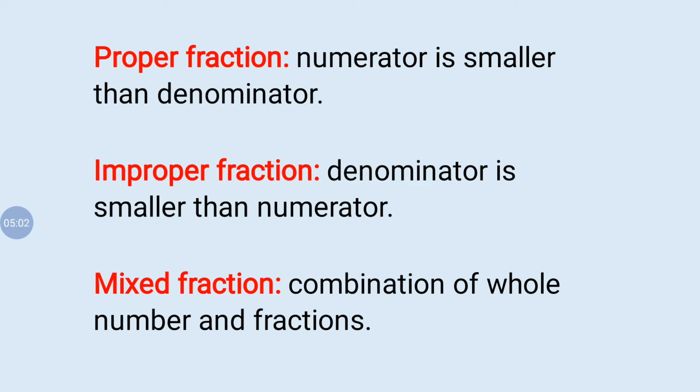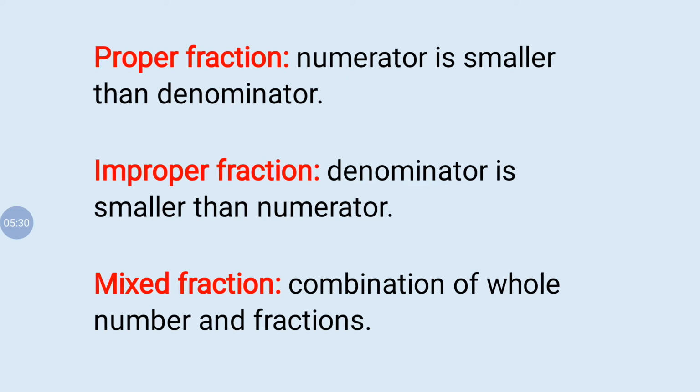Denominator is smaller than the numerator. A fraction a by b is called an improper fraction if a is equal to b or a is greater than b. First, proper fraction: if a is greater than 0 and a is less than b, then the numerator is less than the denominator and it is called a proper fraction. So improper fraction, if a is equal to b or a is greater than b, is called an improper fraction.